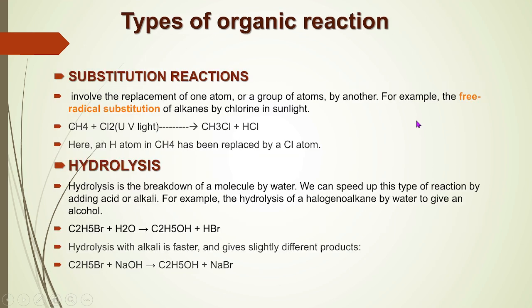Substitution reaction involves the replacement of one atom or a group of atoms by another one. The free radical substitution of the alkanes by chlorine in sunlight: CH4 plus Cl2 gives CH3Cl plus HCl. So here an H atom in CH4 has been replaced by a chlorine atom. So this type of reaction is known as free radical substitution.